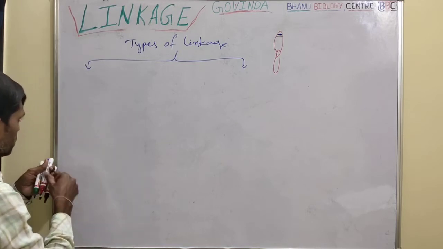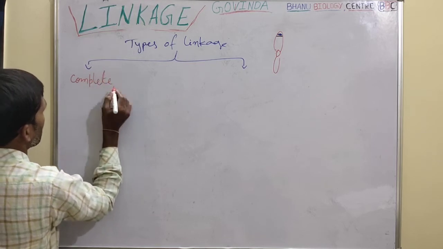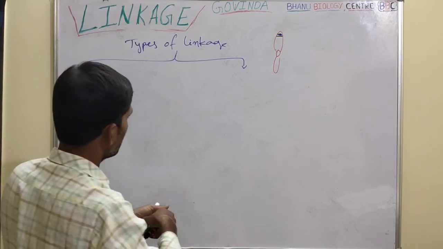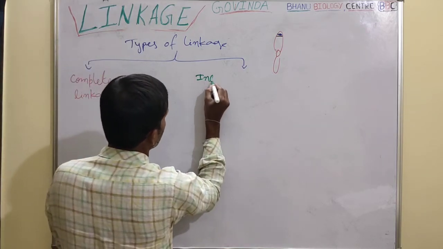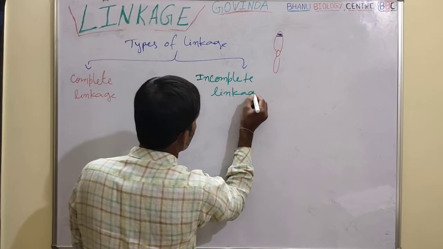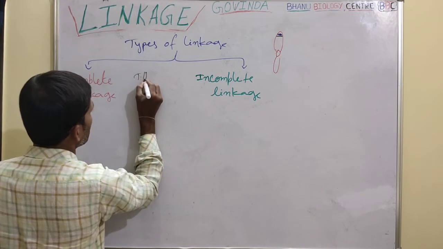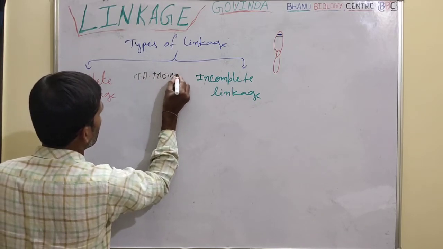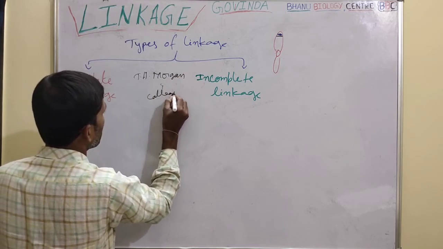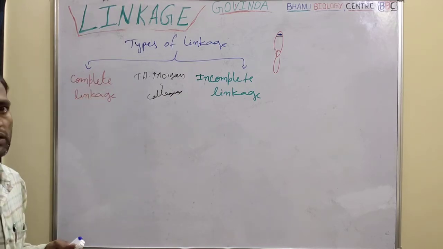There are mainly two types. The first type is called complete linkage. The second type is incomplete linkage. These two types of linkages were actually discovered by T.H. Morgan, who is the father of experimental genetics, and his colleagues. So let us see each type in detail with relevant examples.